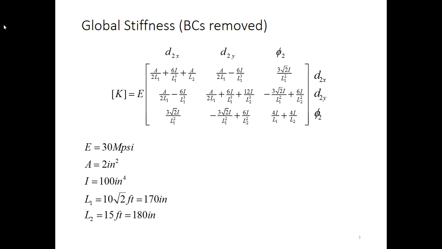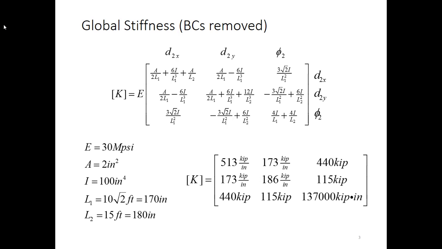Plugging in the numbers for this problem, we get a numerical stiffness matrix. And this points out something interesting with beam elements. The units are different for the different terms in the stiffness matrix for a beam element. This is because the beam element has axial and transverse translation degrees of freedom, but it also has rotational degrees of freedom, which have different units for their stiffness. That's why we end up with this mix of units in a beam element stiffness matrix.